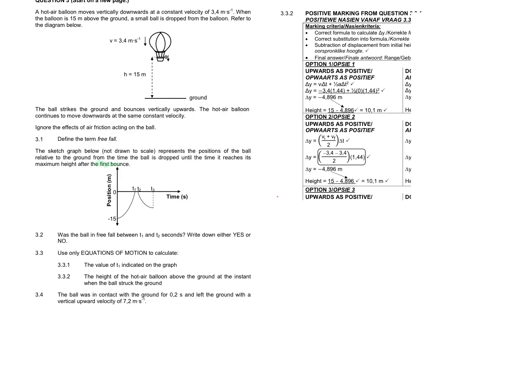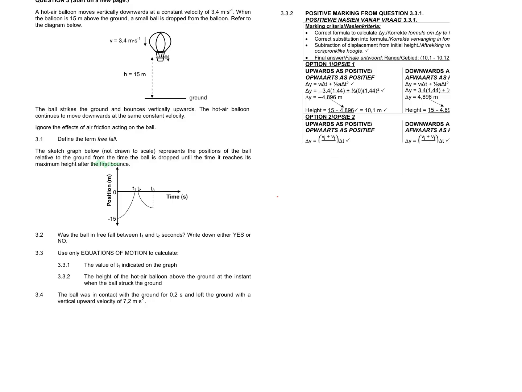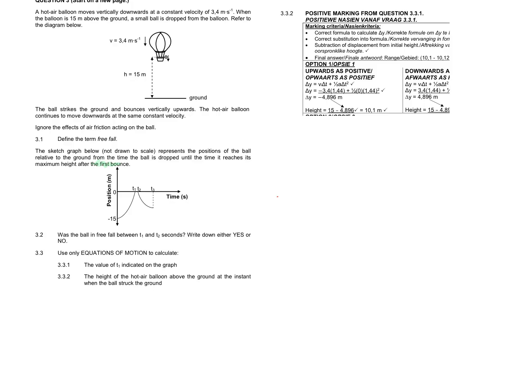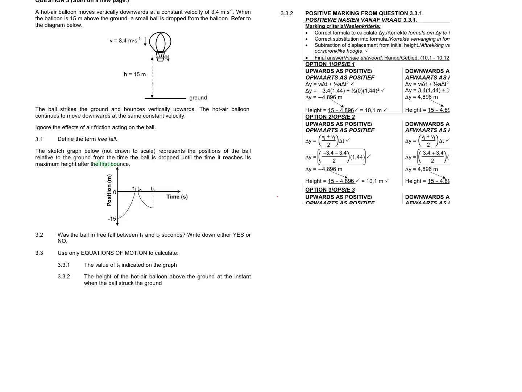Okay, so the height of the hot air balloon above the ground at the instant when the ball struck the ground. So the hot air balloon is moving downwards at a constant velocity for 1.44 seconds. You can just do speed, distance, time as well if you prefer. Oh, they told you to use equations of motion. But basically this example here, they're using speed, distance, time. But they're also using upwards as positive. I would like to use downwards as positive.